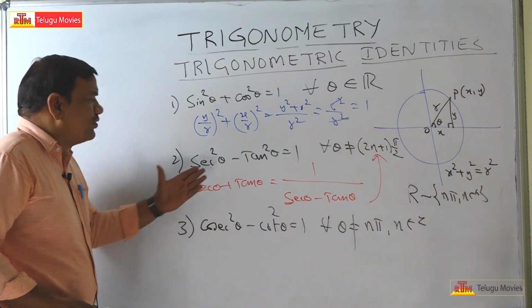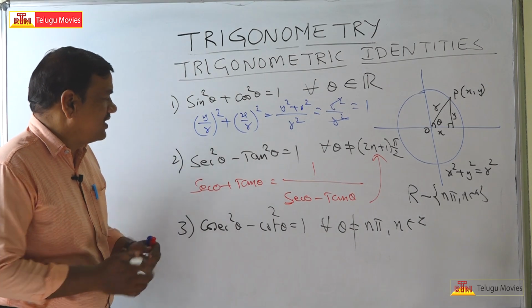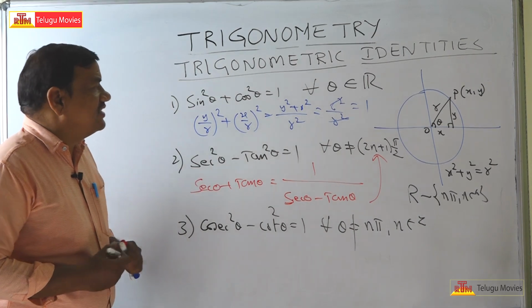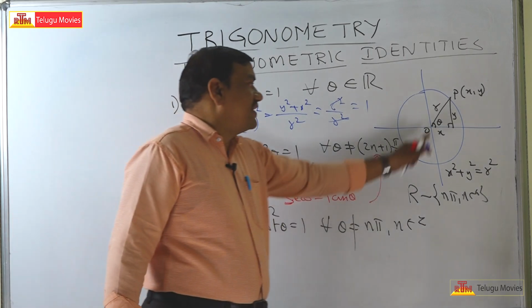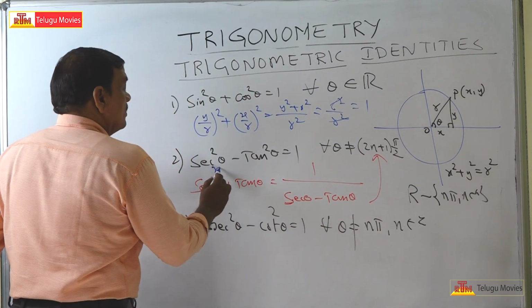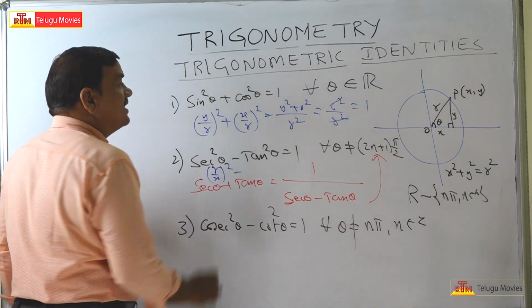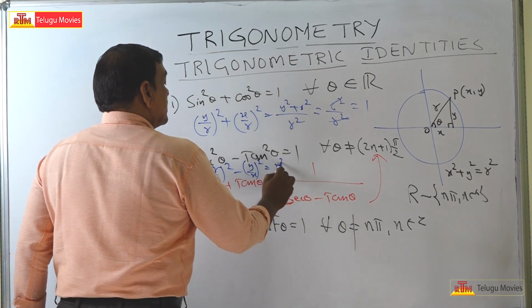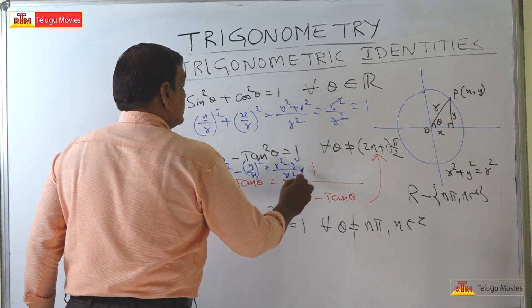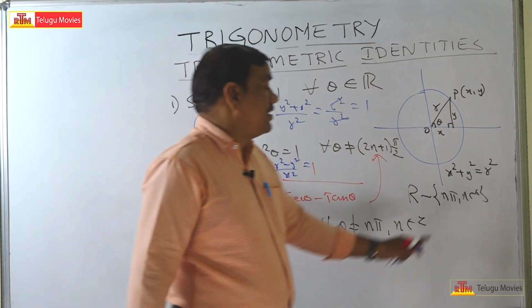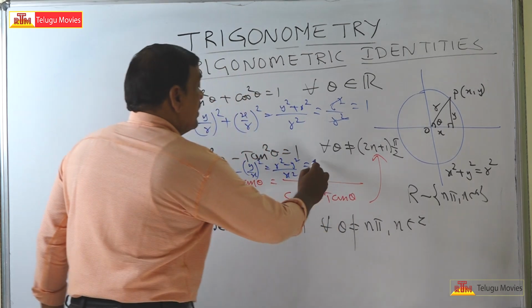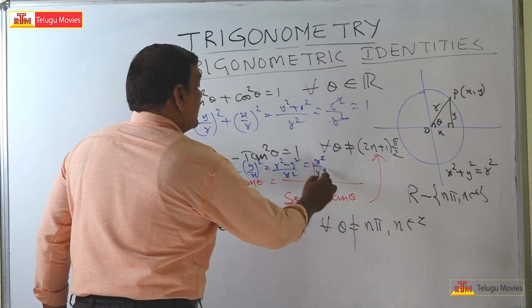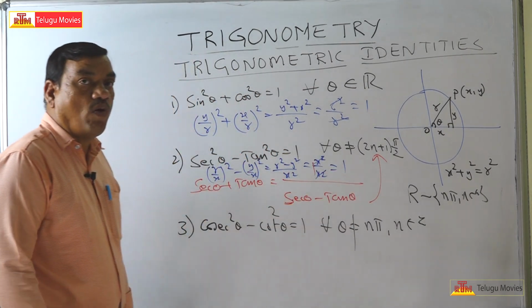So these are the proofs. You know those proofs already. Secant theta means r by x, whole square, and tan theta means y by x, whole square. That is r square minus y square by x square. R square minus y square is equal to x square, so x square by x square, x square gets cancelled, and the value is 1.